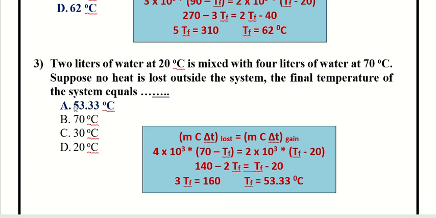Note that it cannot be 20 degrees Celsius, as that is the initial temperature of the cold one, and it cannot be 70 degrees, as that is the initial temperature of the hot water, and logically it would be some temperature between 20 and 70 degrees Celsius.